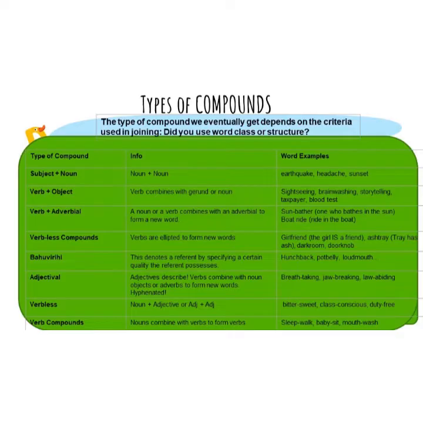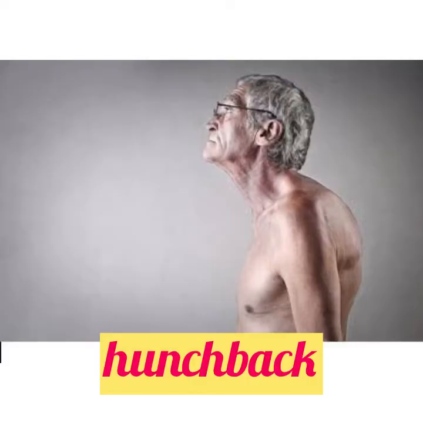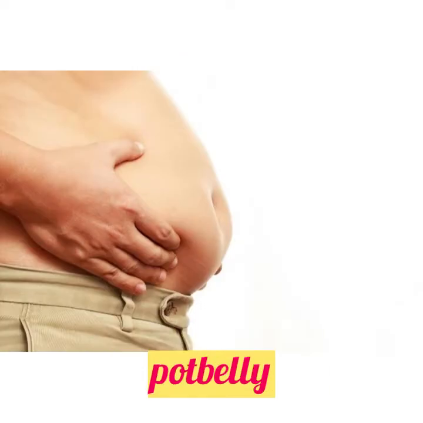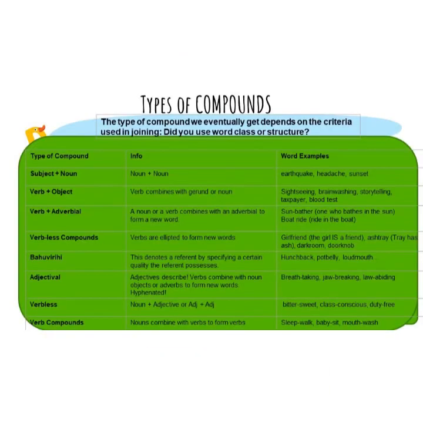Very simple. Let's move on to bahuvrihi type of compound. This denotes a referent by specifying a certain quality the referent possesses. Hunchback. The back has a hunch and it's called a hunchback. The belly is big like a pot and it's called a pot belly. The mouth is quite loud and it's called loud mouth. That's the type of compounding that has happened here.